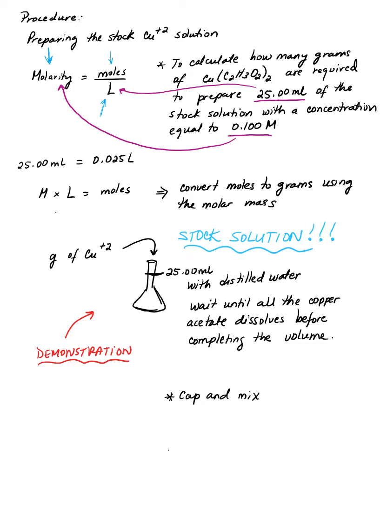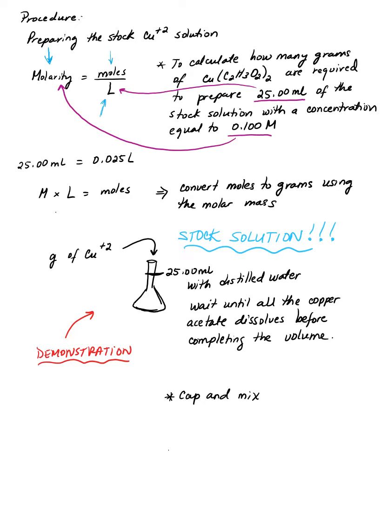So for you to have your 25 milliliters, that total volume, we're using a volumetric flask. The volumetric flasks are calibrated. They measure a specific volume. We have 5, 10, 25, which is the one that we're using. We have 50, 100.